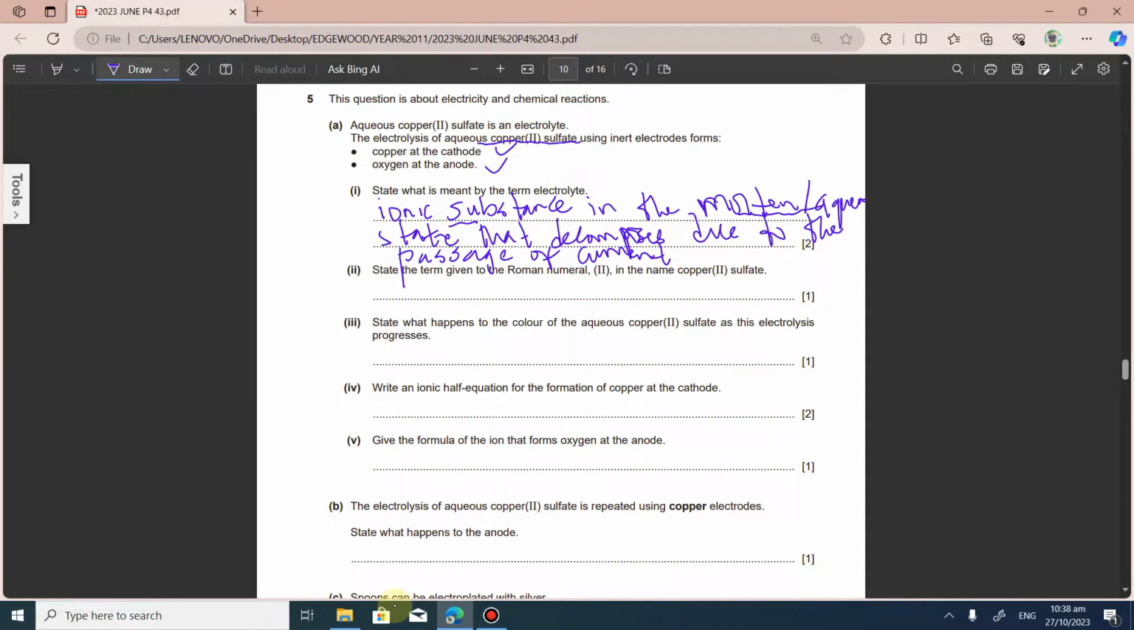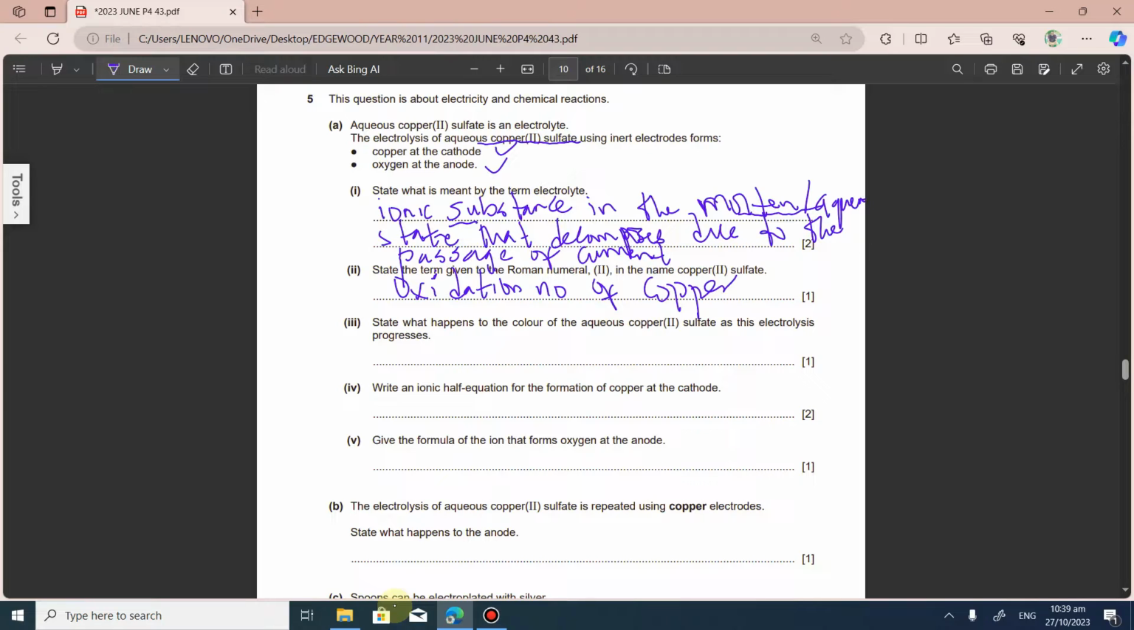State the term given to the Roman numeral in the name copper 2 sulfate. So the 2 there is simply the oxidation number. Either you say oxidation state or oxidation number of copper. So the oxidation number of copper in that compound is 2. That's why it has the Roman numeral 2.